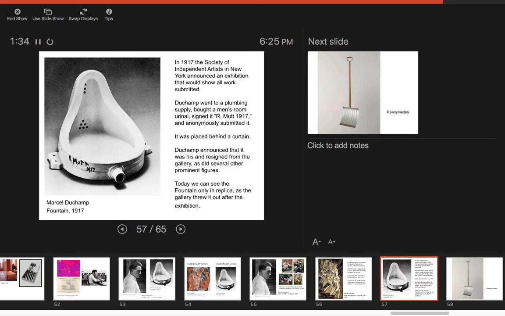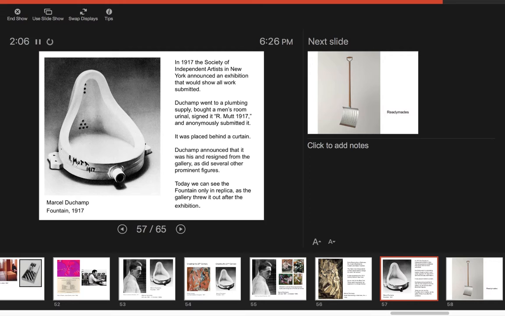They're trying to support the modern artists who are not being supported by the establishment. But they didn't realize it could get that far out. So they exhibit it, but it's behind a curtain. And now we have one of the most iconic, important works of modern art, and they threw it away.